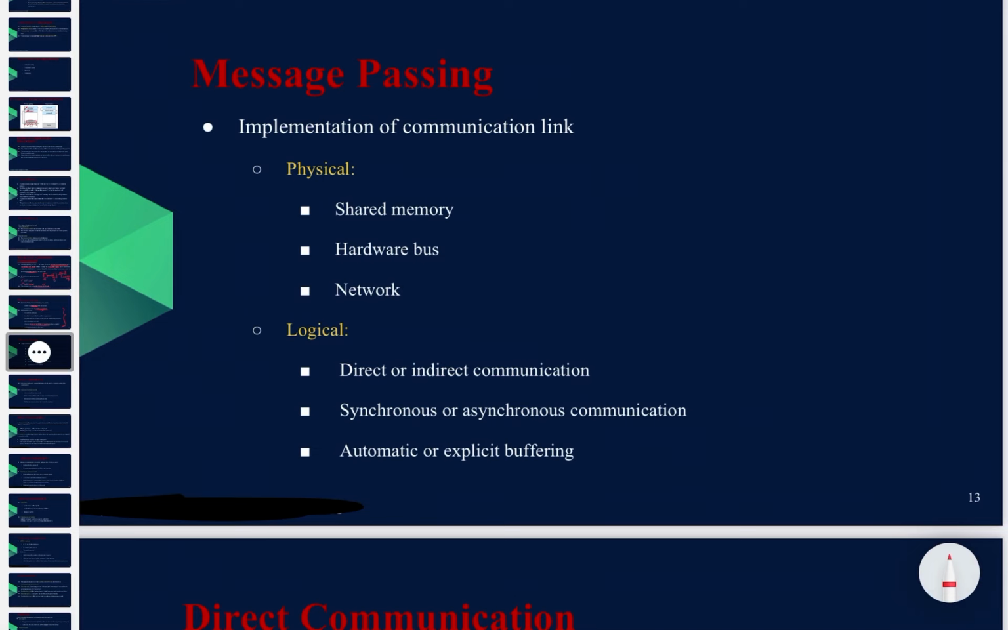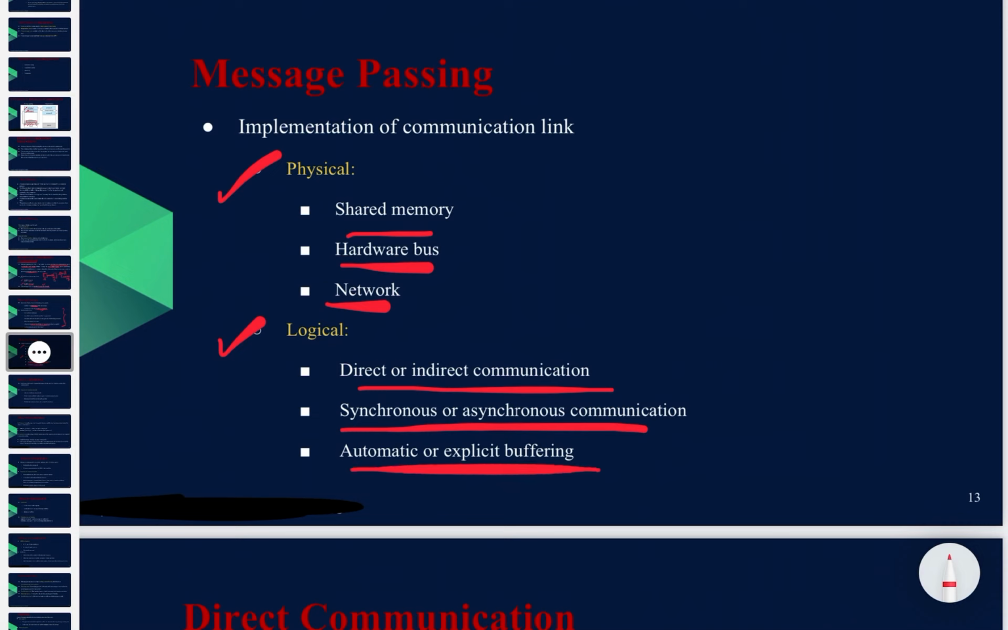Message passing: implementation of a communication link can be either physical or logical. In physical, you have shared memory, hardware bus, network. Logical: direct or indirect communication, synchronous or asynchronous communication, automatic or explicit buffering.